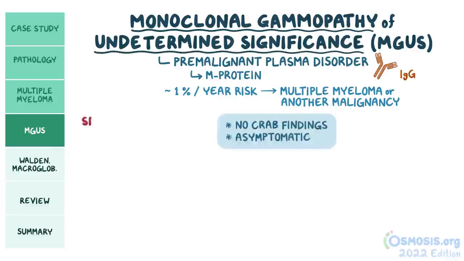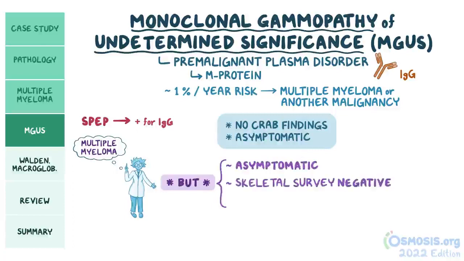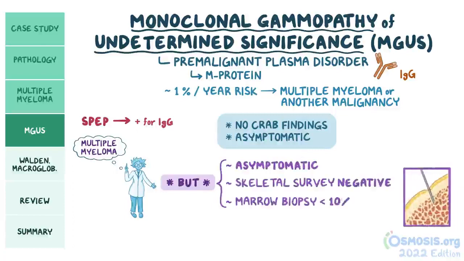Also, patients have an SPEP positive for IgG, so you might instinctively think it's multiple myeloma. But the difference is that MGUS is completely asymptomatic, the skeletal survey is negative, and a bone marrow biopsy will show less than 10% plasma cells.